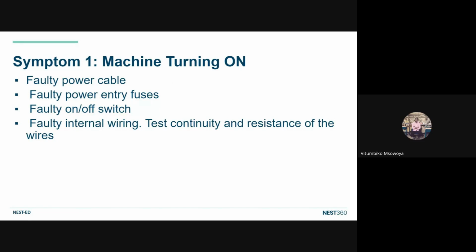So we go to the power cable. We check if the power cable is not faulty. We check the fuses and the on-off pattern, maybe it's blown out because of power fluctuations, and the internal wiring. Maybe you can check for continuity and resistance of the wires.